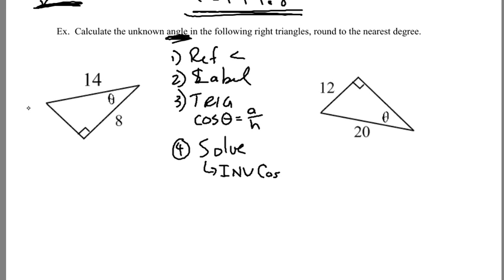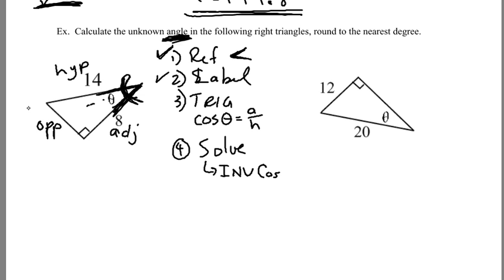So our reference angle, our first step, this time, because we're finding an angle, we want to use that angle as our reference angle. Whatever angle you want is your reference angle. Label the sides. Opposite the reference angle is side opposite. Opposite the 90 is your hypotenuse. Leaves you with adjacent. Adjacent to the reference angle, but isn't the hypotenuse.